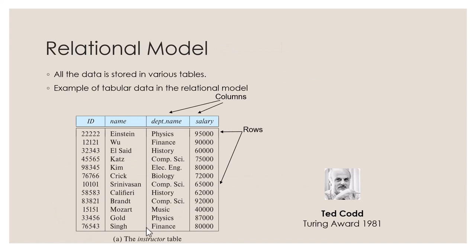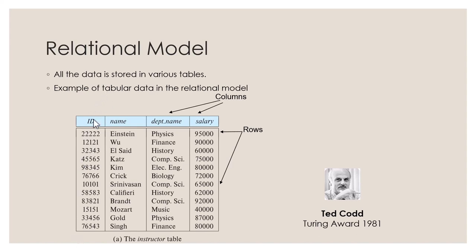Okay, so this is a relational model. All the data is stored in various table form. These are different rows here, and up here we have columns. In these columns we have 4 attributes. This table is called instructor, and it has 4 attributes. It has ID, the name, department name, and salary of the instructor.